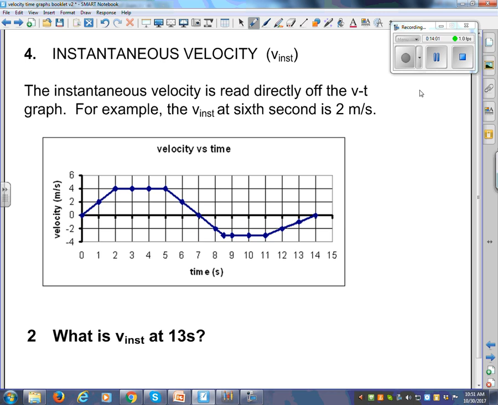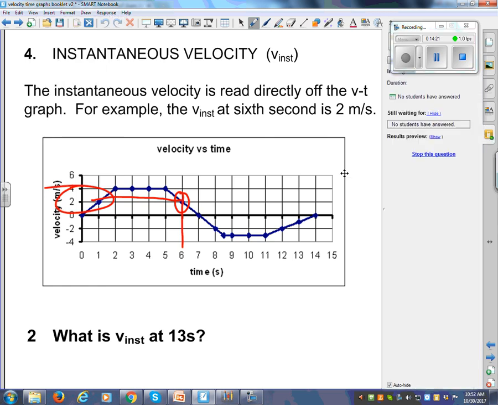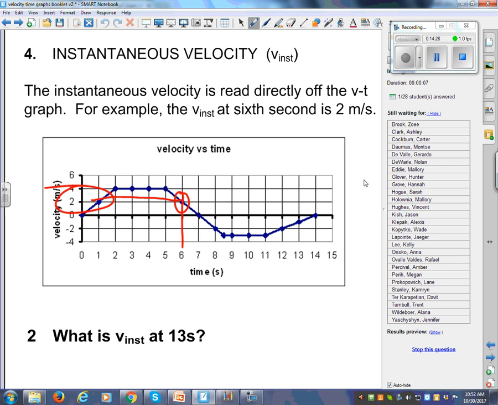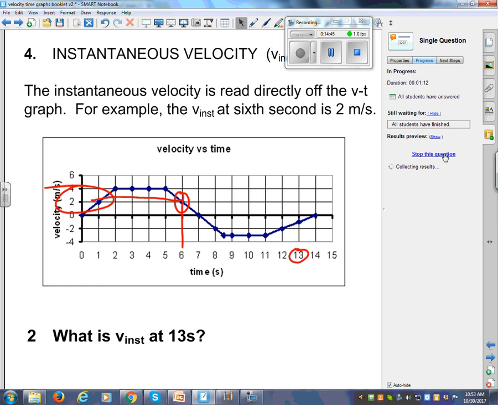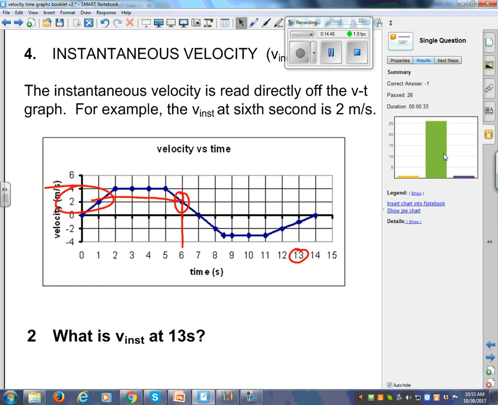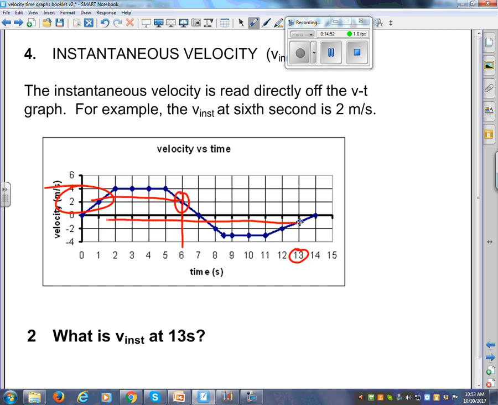She's busy. Okay, so how fast is it going at 6 seconds? Well, right here, you just do what? Read it off the graph. It's a graph of velocity. Instantaneous velocity, just read it off the graph. And so, everyone's going to get this one right. How fast is it going at 13 seconds? After I've just told you how to find instantaneous velocity from a graph. How fast is it going here at 13 seconds? Okay, and the answer is almost everyone. -1. Read it off the graph, right? Minus 1.